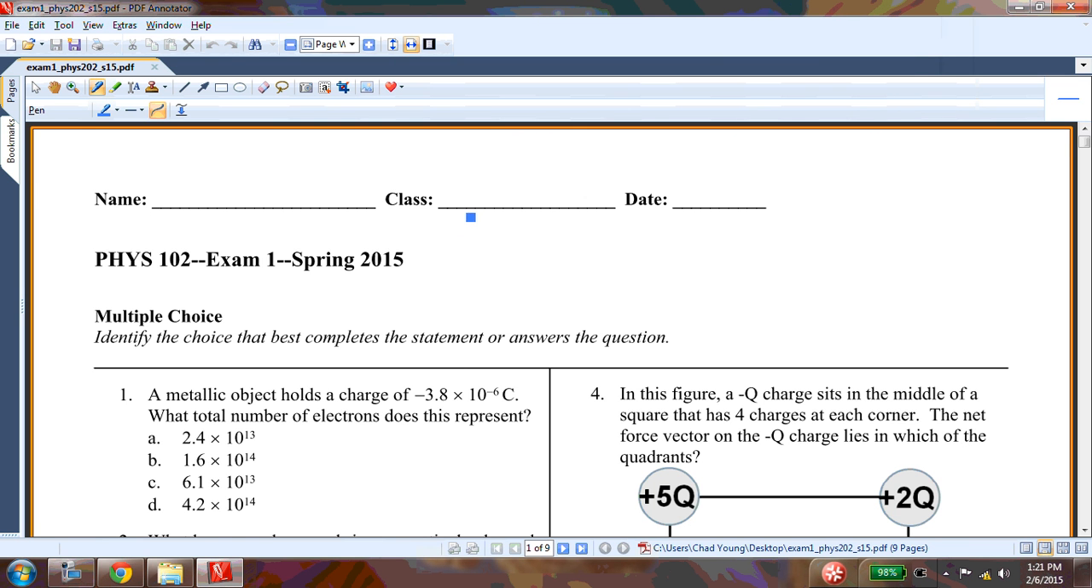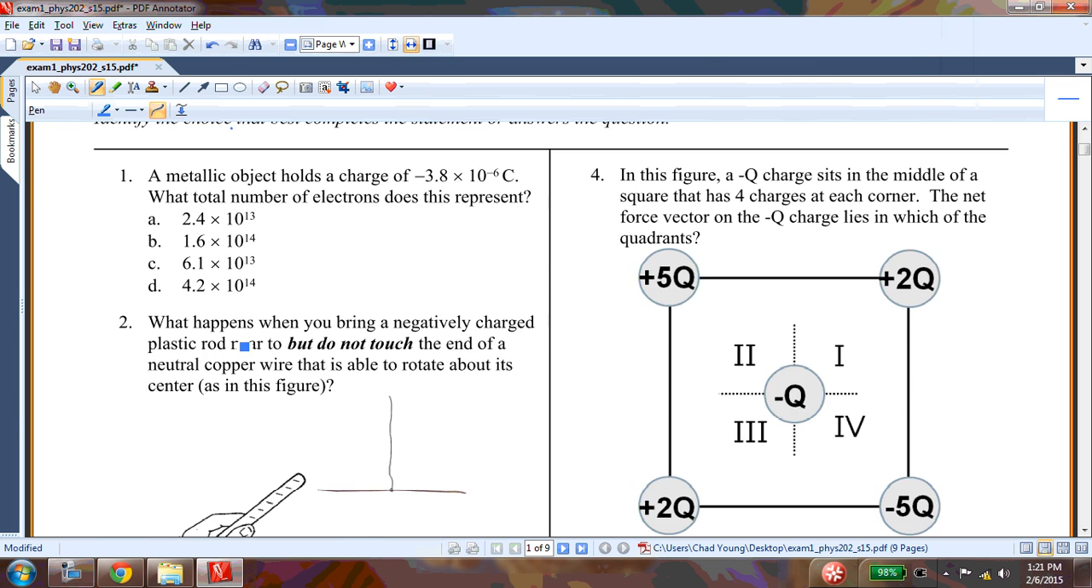Alright, this is exam 1 for physics 202. A metallic object holds a charge of negative 3.8 times 10 to the minus 6. What total number of electrons does this represent? Okay, well we just say 3.8 times 10 to the minus 6, that's the charge divided by 1.6 times 10 to the minus 19, and that'll tell us how many there are. It's 2.4 times 10 to the 13.